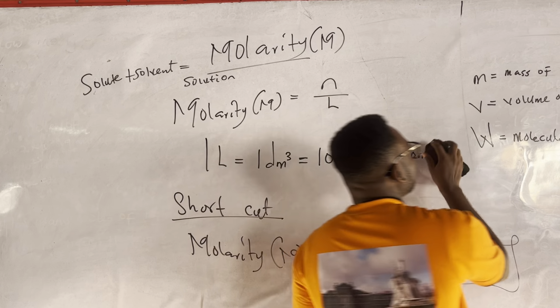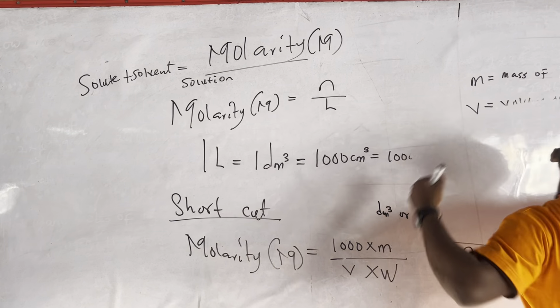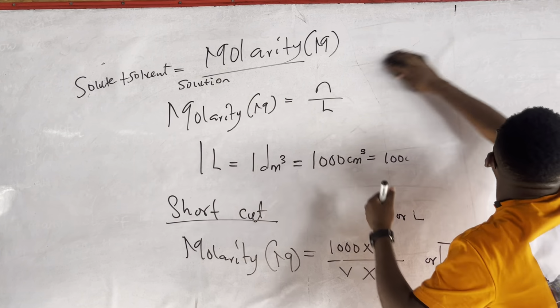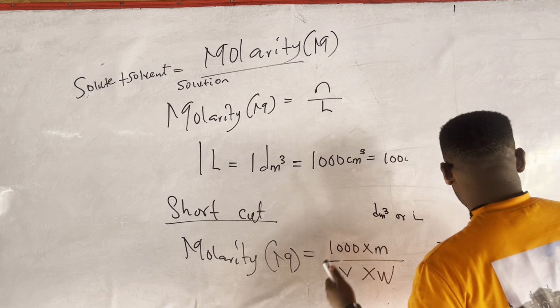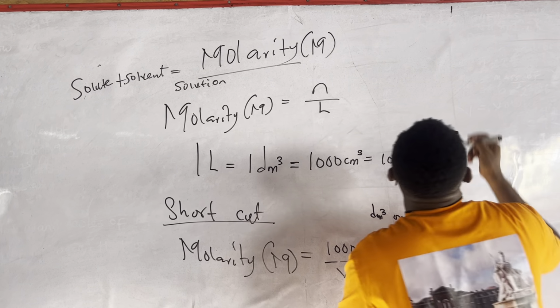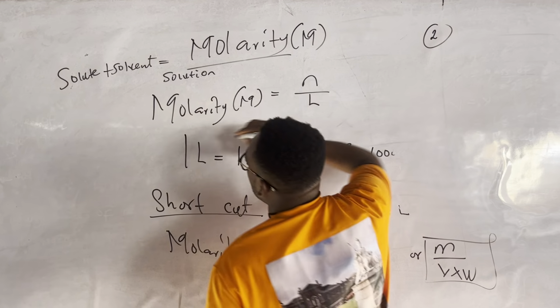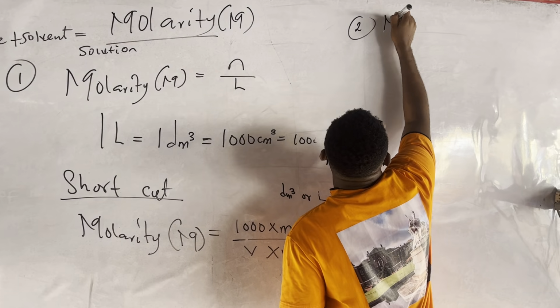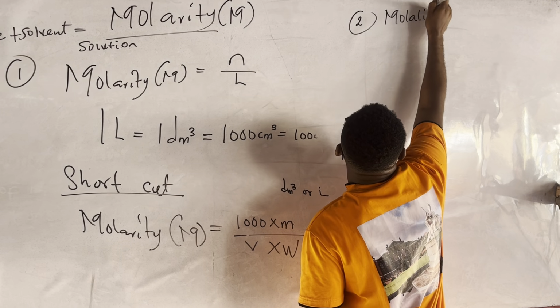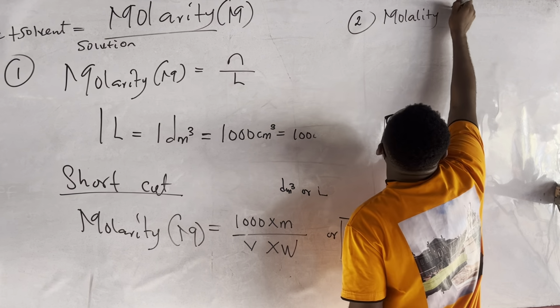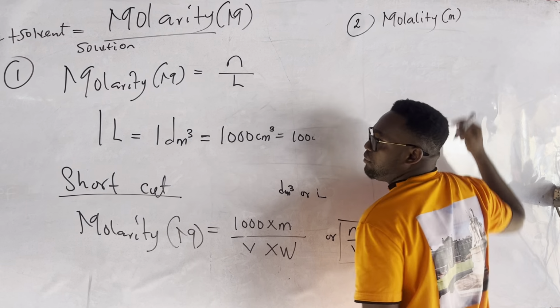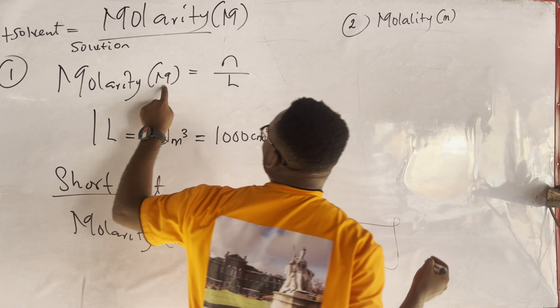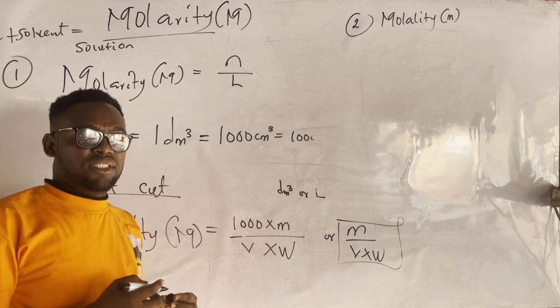All right. So I'm going to wipe this now. So let's look at it here. There is the second concept. So this is one. Second concept is molality. Molality is represented with small letter m. You can contrast that with the capital letter M that is in molarity.